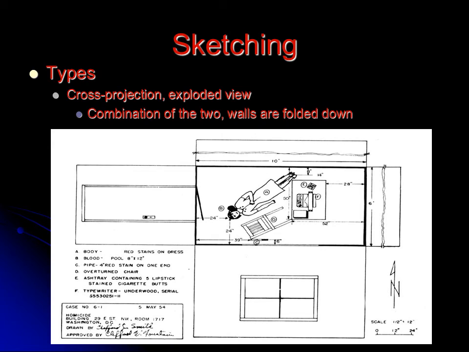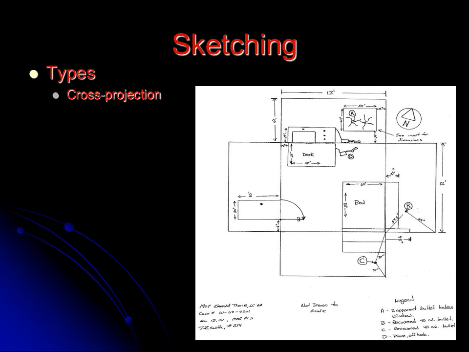Cross projection, you take it all and you fold it down. So you can see the walls, the door, they're folded down along with the floor. So you just have to fold those up in order to make a cube again, but this is a cross projection or exploded view sketch. Another example of a sketch that is a cross projection here with the walls folded down shows bullet holes as they enter the room, things like that.